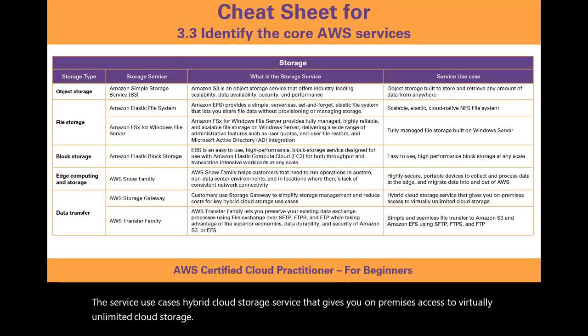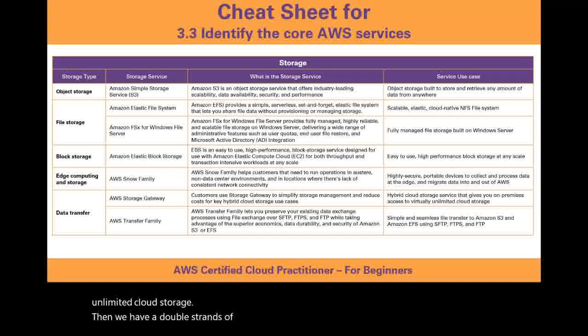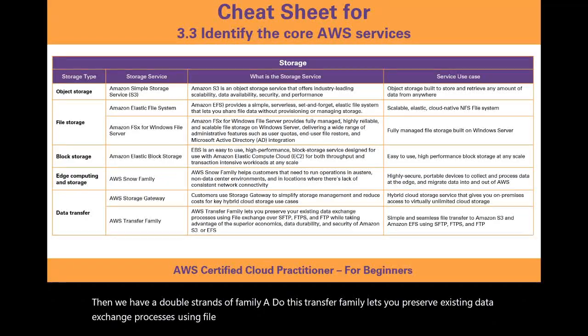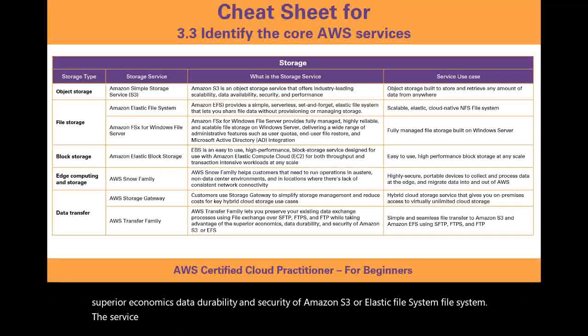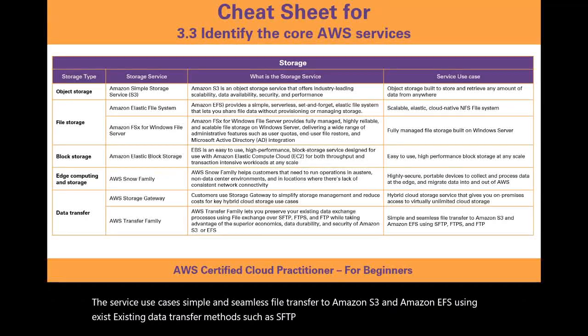Then we have AWS Transfer Family. AWS Transfer Family lets you preserve existing data exchange processes using file exchange over SFTP, FTPS, and FTP while taking advantage of the superior economics, data durability, and security of Amazon S3 or Elastic File System. The service use case is simple and seamless file transfer to Amazon S3 and Amazon EFS using existing data transfer methods such as SFTP, FTPS, and FTP.